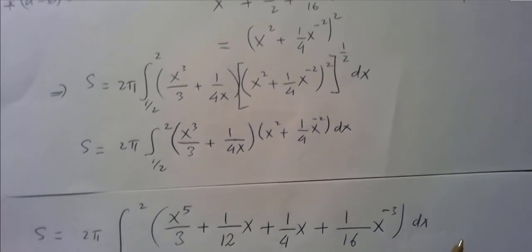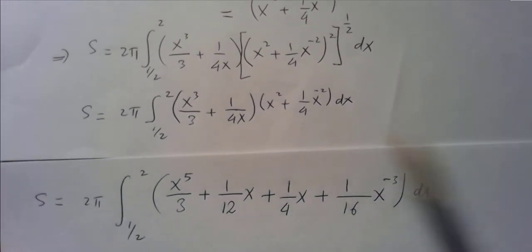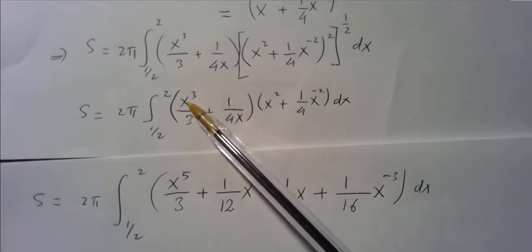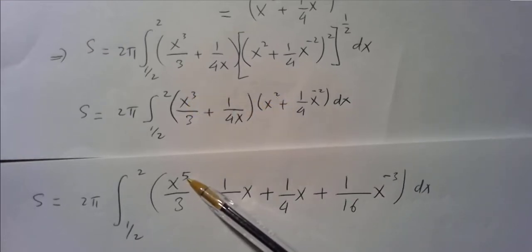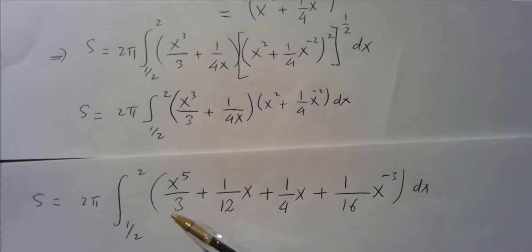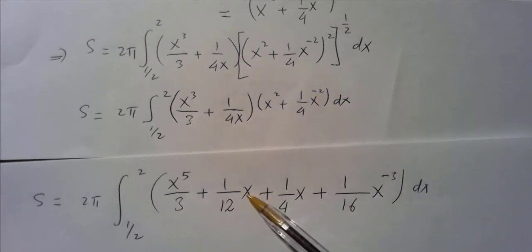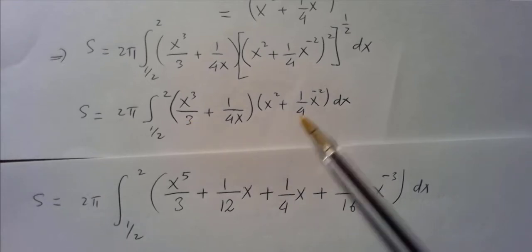Alright, let's FOIL it. FOIL the first term to the first term: x³ and x² give me x⁵, and the 3 at the bottom stays the same. x³ and x minus 2 give me 1x. 3 and 4 at the bottom give me 12.